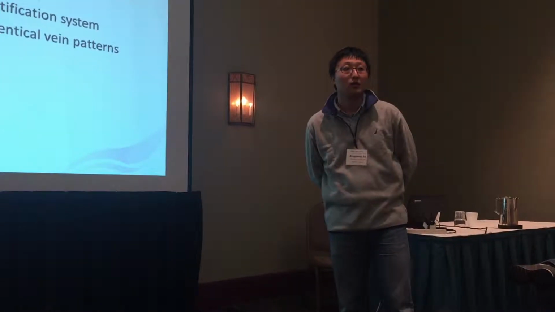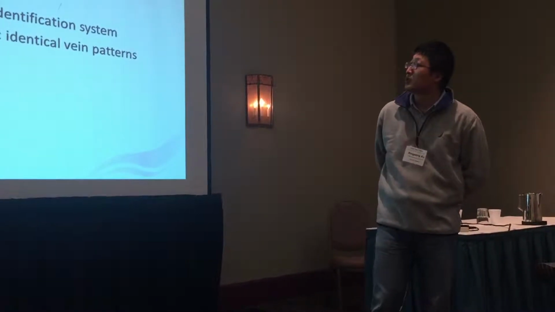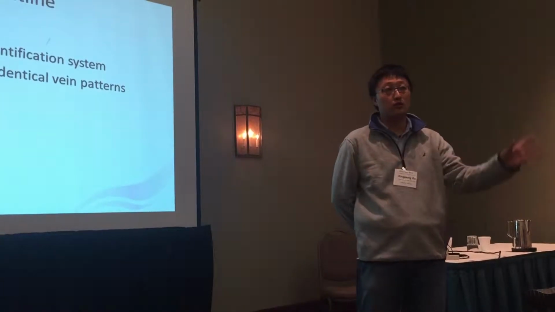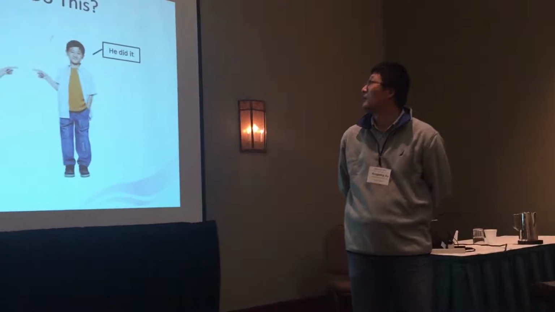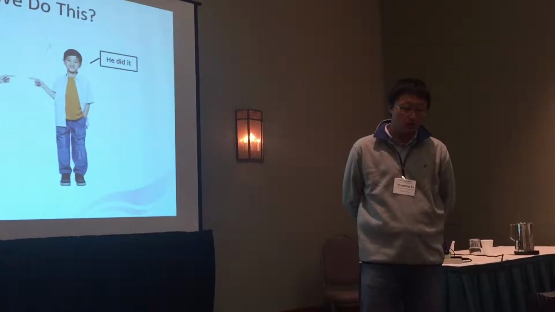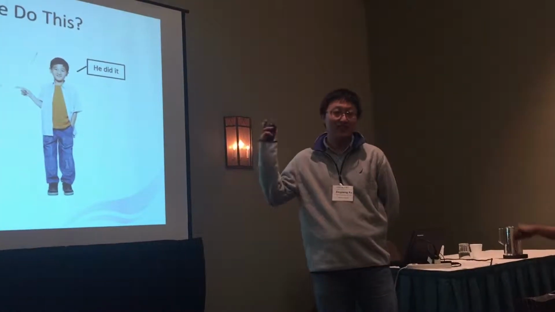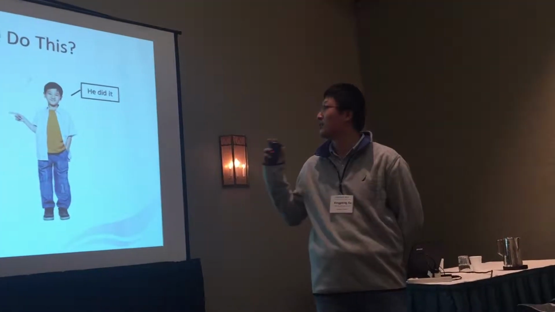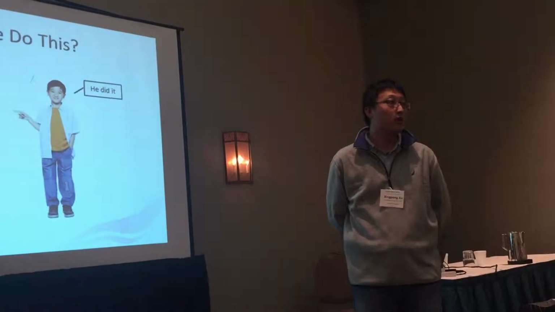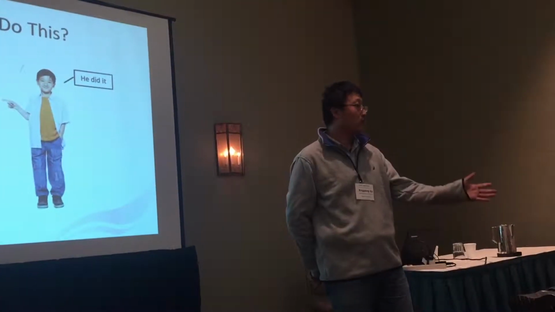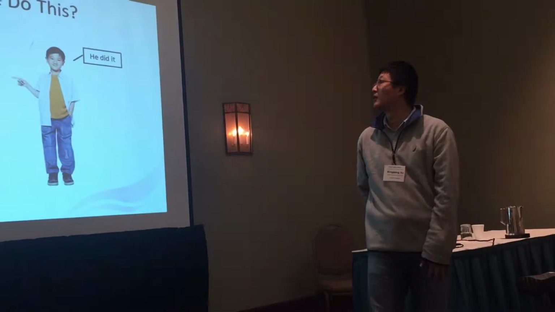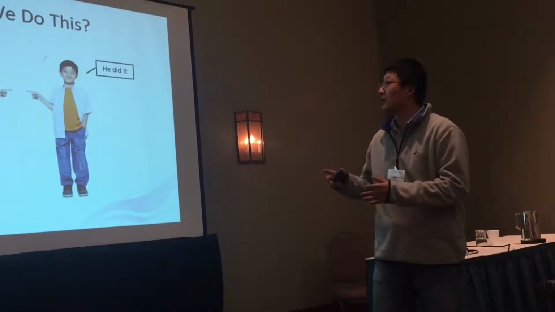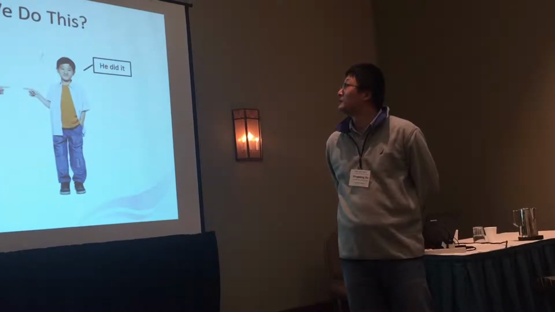Okay, so why do we do this? Identification between twins, because for any family with twin kids, this thing may happen sometimes. So in this case, we need to figure out who is really the one that did this. And in the same way, in the forensic area, we also need to find out who is the real criminal. Because maybe one of the twins committed a crime, but we don't know who is the real one.